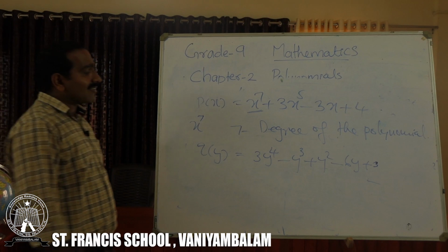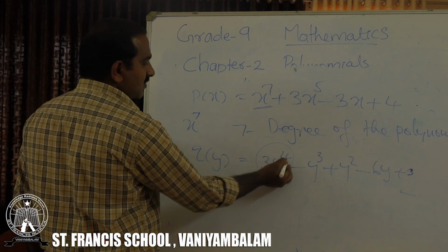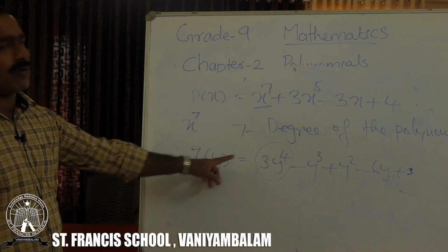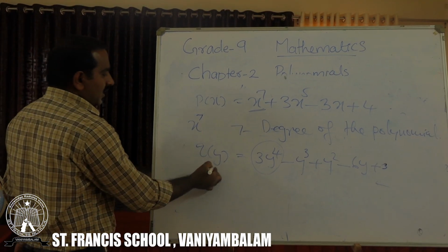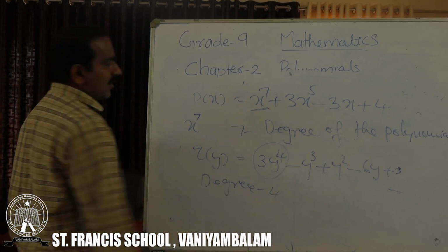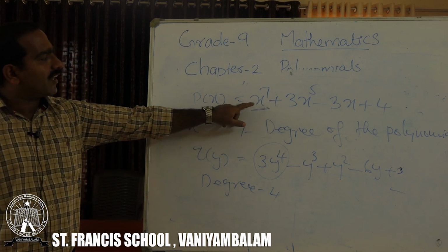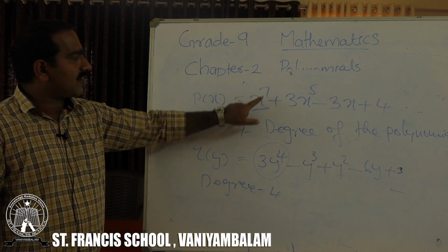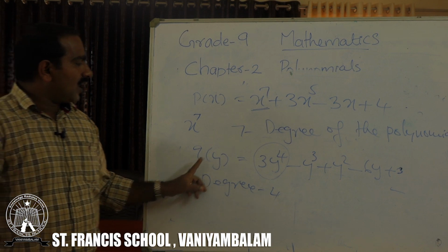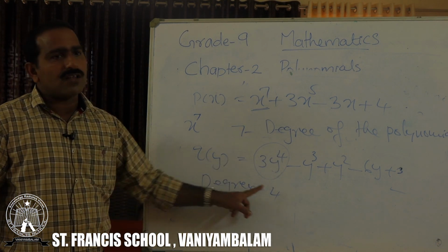Which term has the highest degree? Clearly we can see 3y raised to 4. So the degree of this polynomial is 4. Here the degree of the polynomial is 7, the highest power of the variable, x raised to 7. Here it is 3y raised to 4, so the degree of this polynomial is 4.